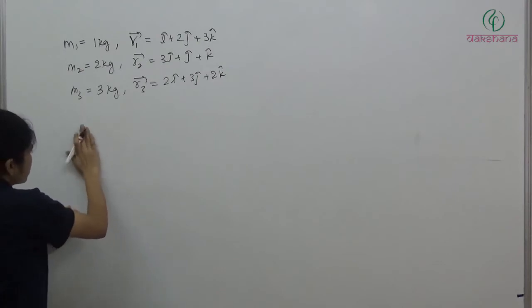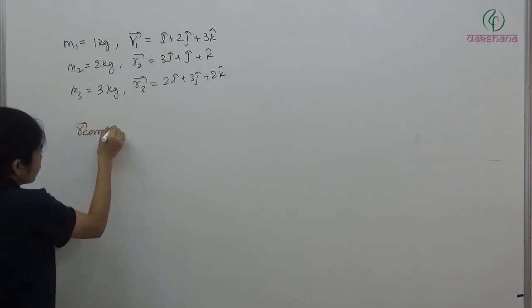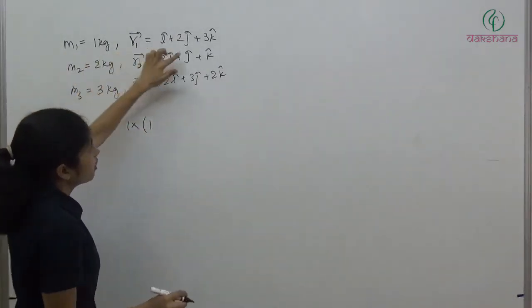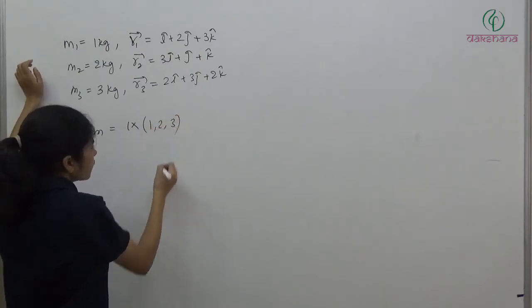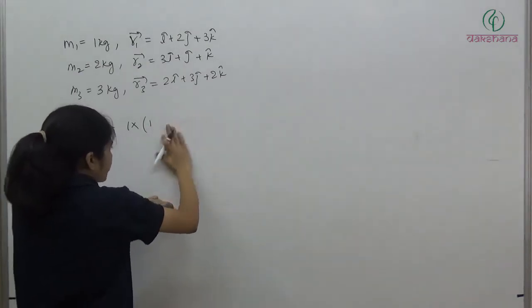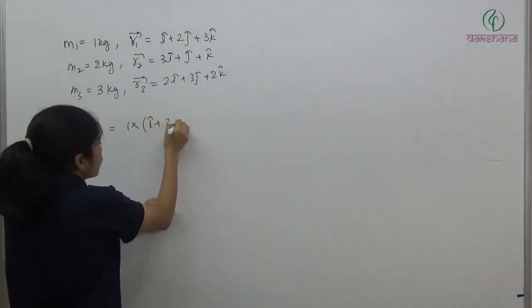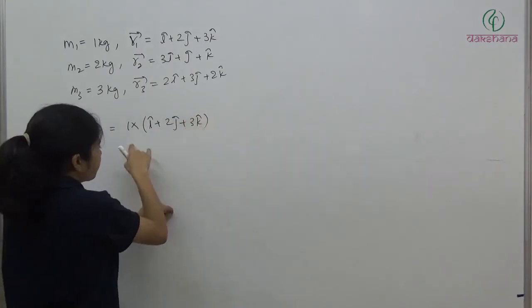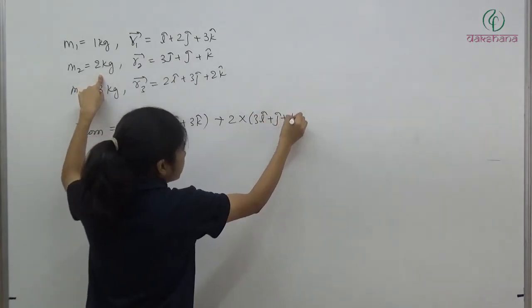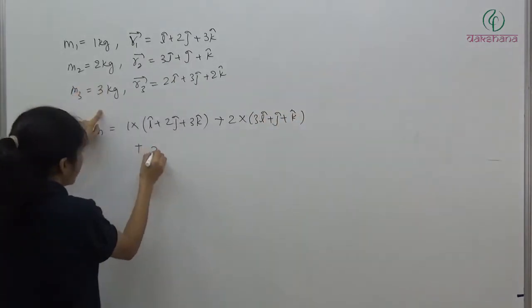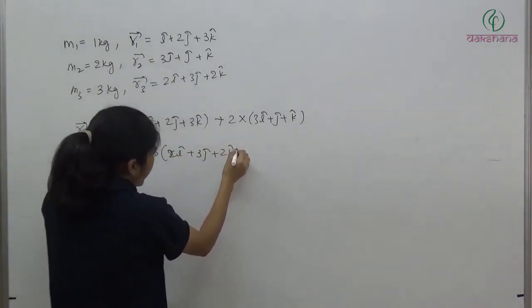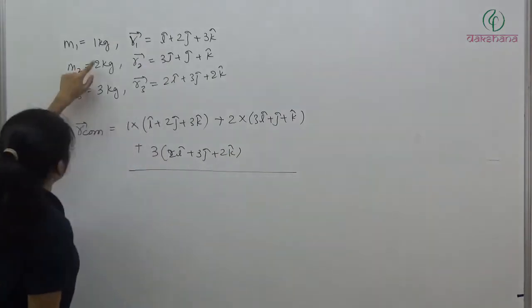So the location of center of mass will be r of center of mass. What we'll do is m1 into r1. I'll just write 1, 2, 3, which means it is 1i cap plus 2j cap plus 3k cap, because we are solving the first problem only. So m1 r1 plus m2 r2 plus m3 r3, divided by total mass: 3 plus 2 plus 1, 6.